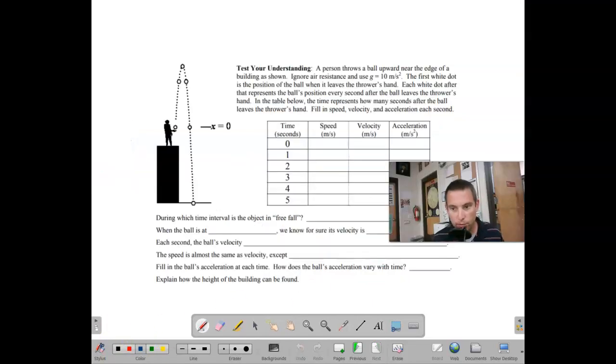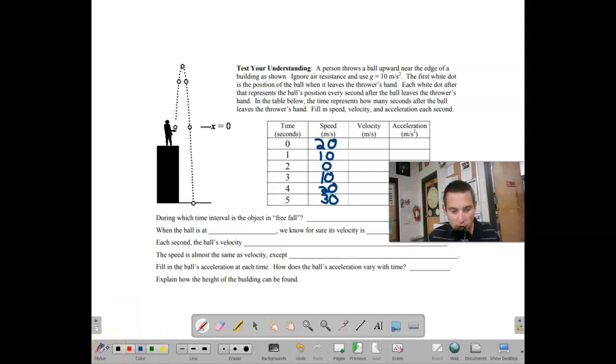All right, for this last test your understanding, we've got a person throwing a ball upward near the edge of a building. We're ignoring air resistance, and we're using g equals 10 meters per second squared. The first white dot is the position of the ball when it leaves the thrower's hand. Each white dot after that represents the ball's position every second after the ball leaves the thrower's hand. In the table below, the time represents how many seconds after the ball leaves the thrower's hand. Pause this, fill in the speed, velocity, and acceleration for each.